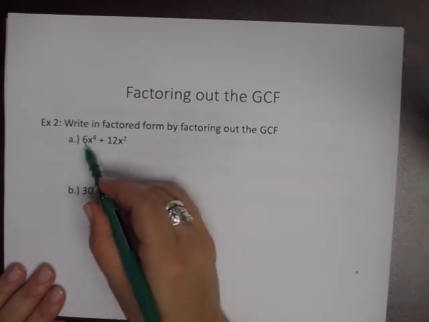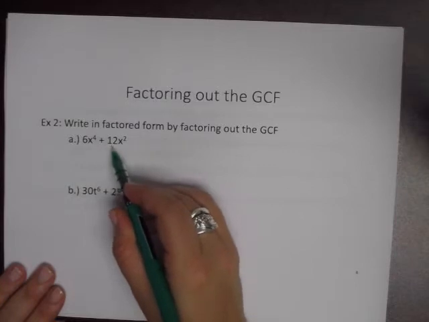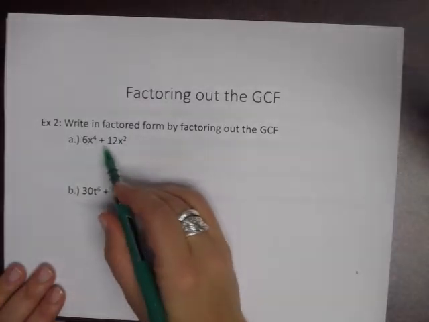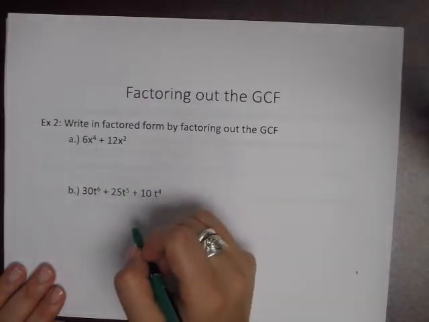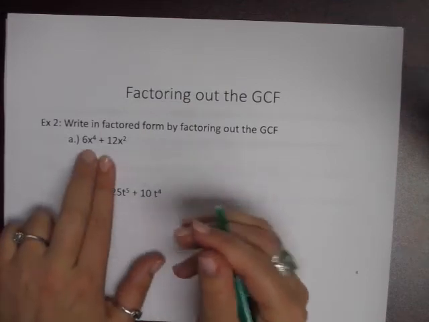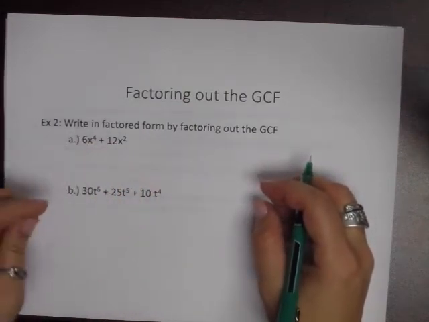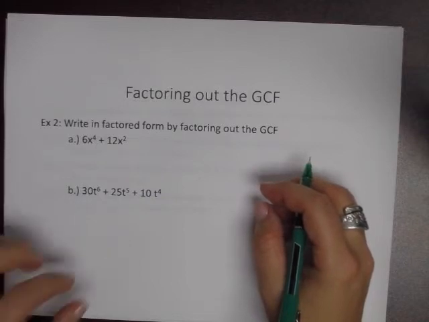So I have 6x to the 4th plus 12x squared. What I see is 2 terms, so I have a binomial. And what I have to do is figure out what that GCF is so I can pull it out of each term. So what their greatest common factor is.